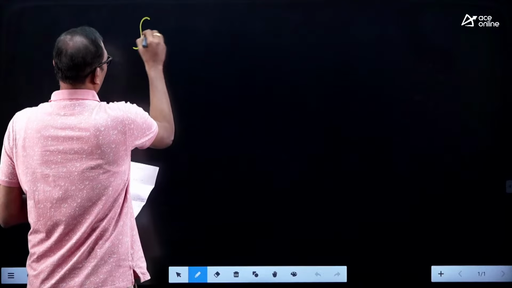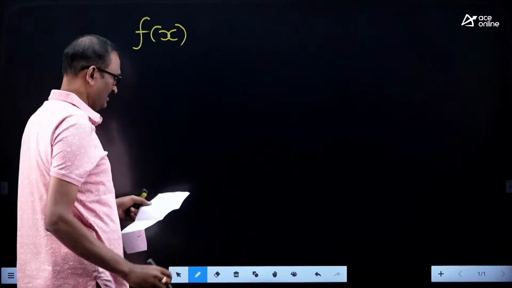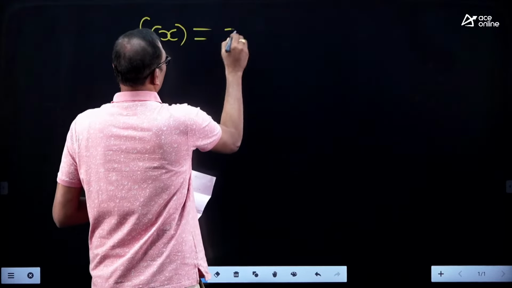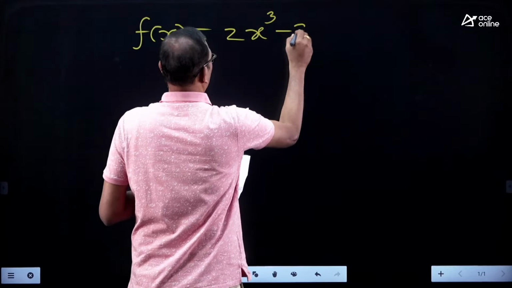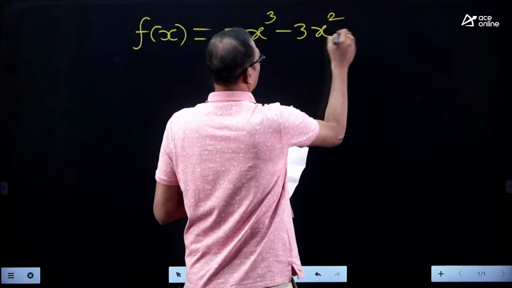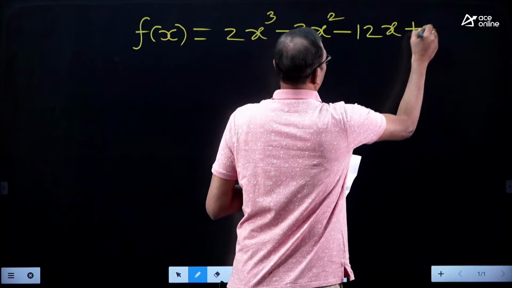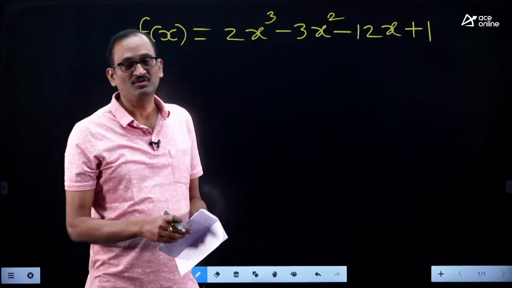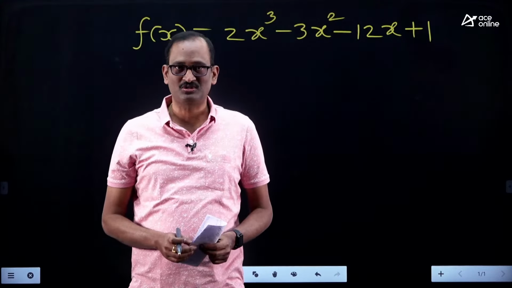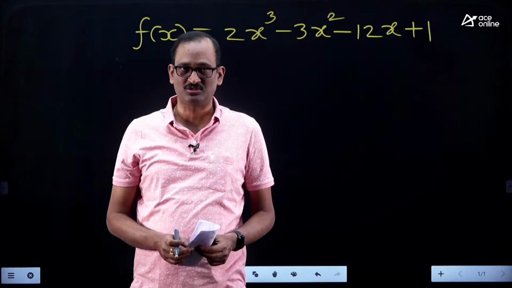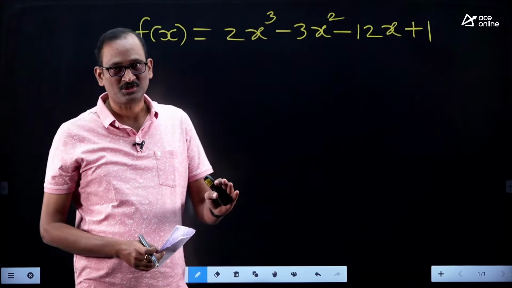Question number 1 from calculus, and it was given f of x equal to 2x cube minus 3x square minus 12x plus 1. Actually, this is the question, and we were asked to find it has local minima at so and so point and local maxima at so and so point. That is the way the options were given.